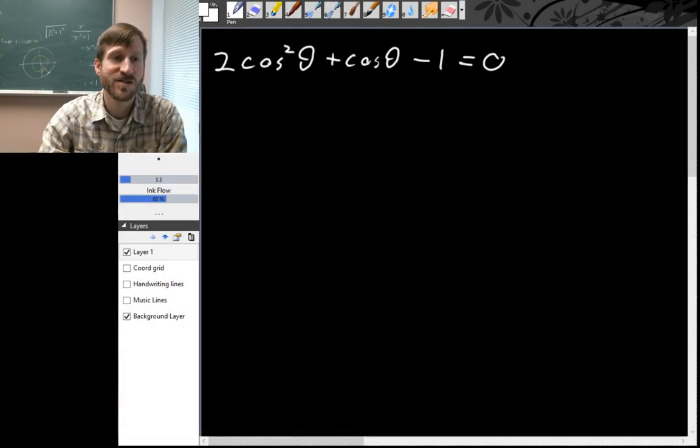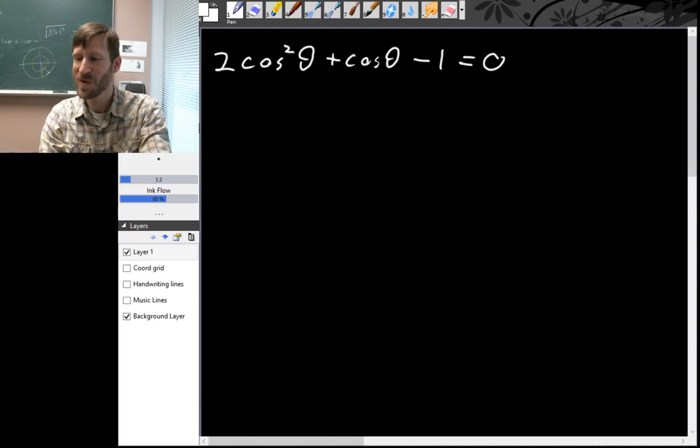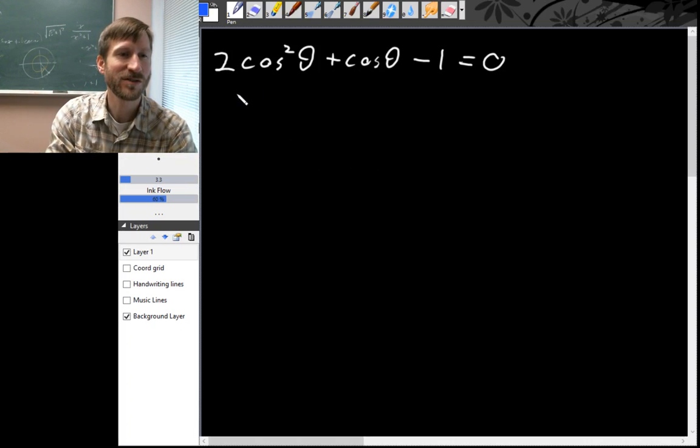Here's an example of solving a trigonometric equation by factoring. So our equation is 2 cosine squared theta plus cosine theta minus 1 equals 0. And if you squint at this just right, this looks like 2u squared plus u minus 1 equals 0.